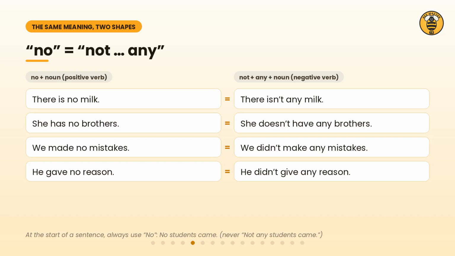2 small differences are worth knowing. First, the no version usually sounds a little stronger and a little more formal. Second, when the negative word begins the sentence, you must use no. We say, no students came. We do not say, not any students came.